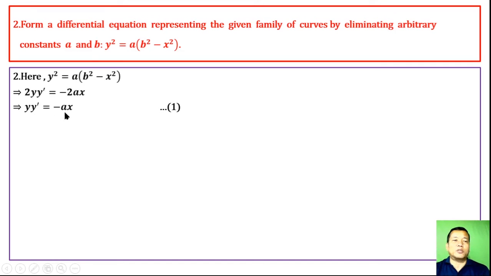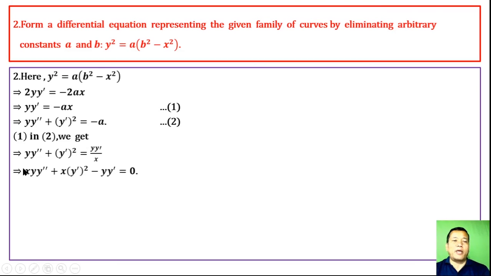Again, differentiating equation 1 with respect to x on both sides, we get, applying the product rule, the first function y remains unchanged. Y dash, its derivative is y double dash, plus y dash, the constant, into the derivative of y with respect to x, which is y dash. Y dash into y dash is y dash whole square, equal to minus a, the derivative of minus ax with respect to x, which is equation 2. Multiplying by x on both sides, we get this.